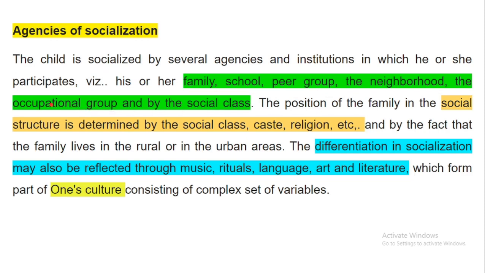So occupational groups means once you are an employee in a certain organization, then you have some groups of colleagues and you will learn something, and that can be your agent of socialization. Again, social class: the class you belong to, you have relatives from the same classes, so definitely they are agents of your socialization. The position of the family in the social structure is determined by social class, caste, regions.